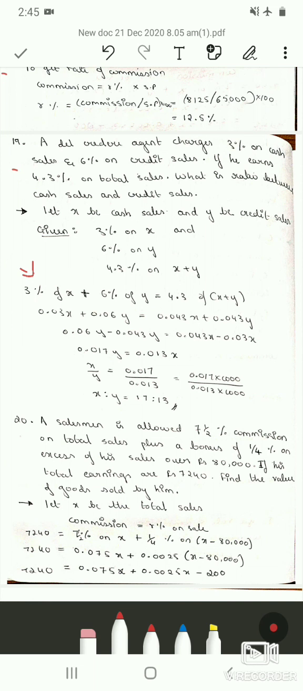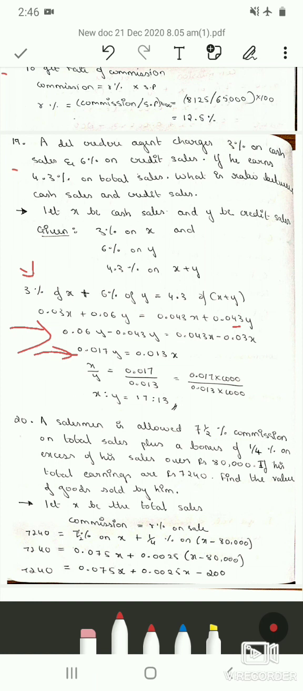So we will get it as 0.043x plus 0.043y. Now let us take the common terms to one side. So 0.043y is on the right, so this y goes to the left-hand side. We will get 0.06y minus 0.043y, which is equal to 0.043x minus 0.03x. So when you subtract, we get 0.017y is equal to 0.013x.